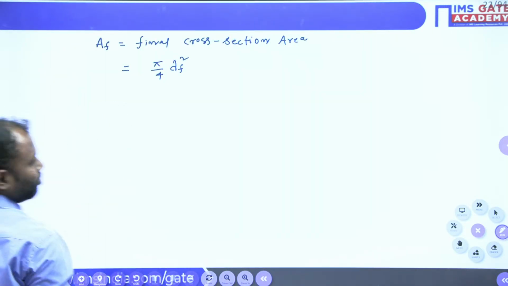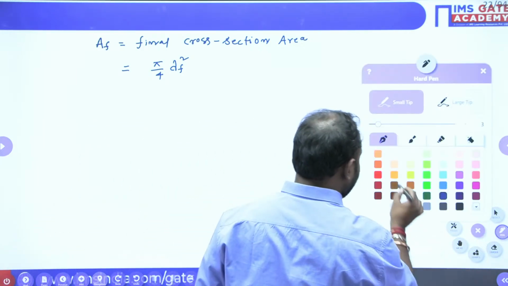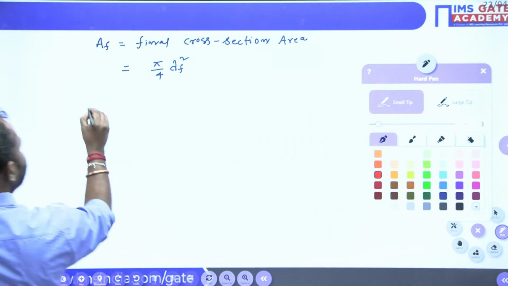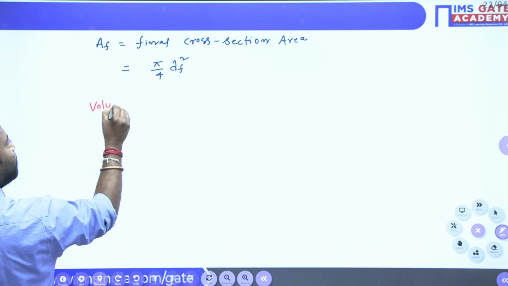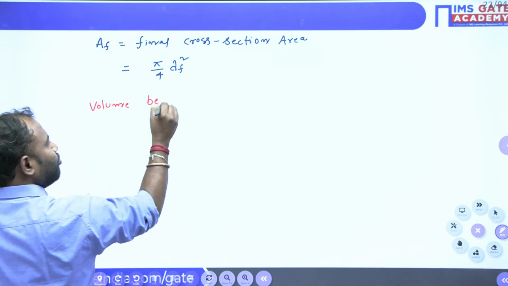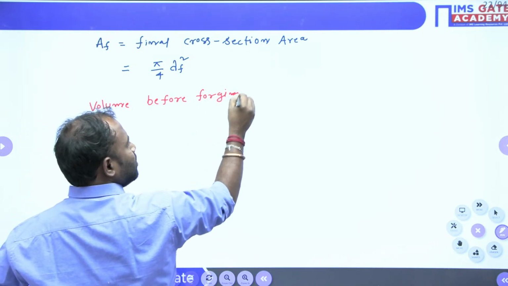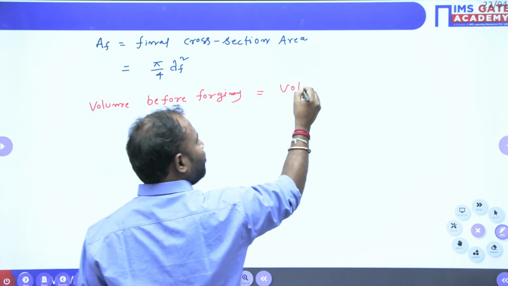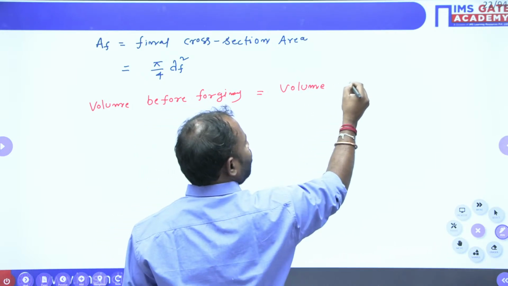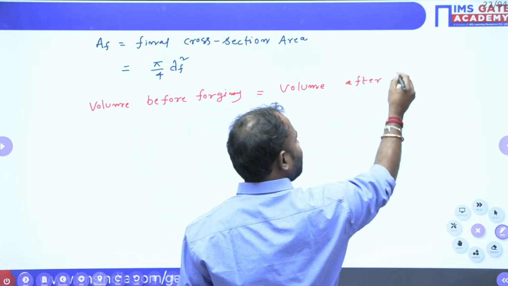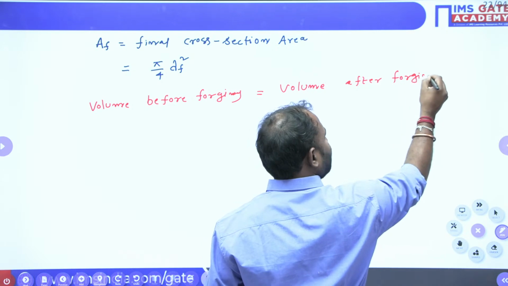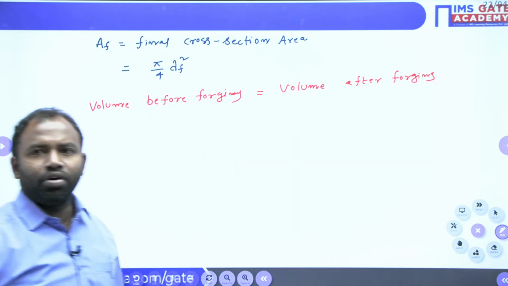So volume before forging equals volume after forging.